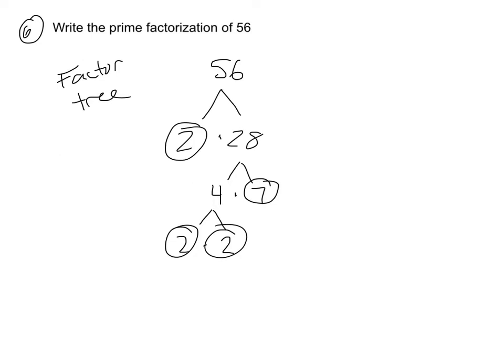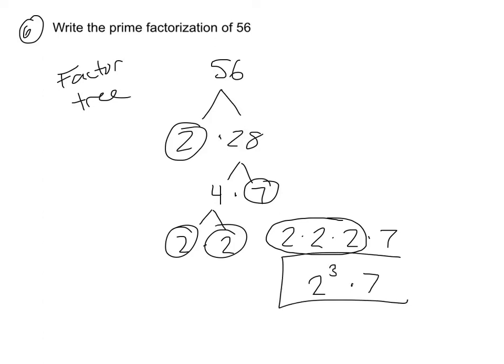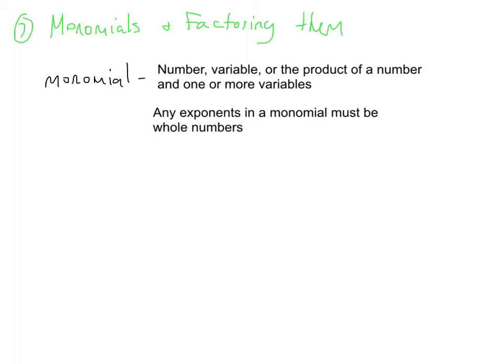Well, remember, I'm going to write out all the circled numbers as multiplication or in product form. So I got a 2 times a 2 times a 2 times a 7. And remember, I'm going to rewrite these instead of 2 times 2 times 2, and write it as 2 cubed times 7, and I'm done. Now, what type of number is 56? Is it prime or composite? Well, again, it's composite, right? Because there's more than one factor that multiply together to get you to what? 56.